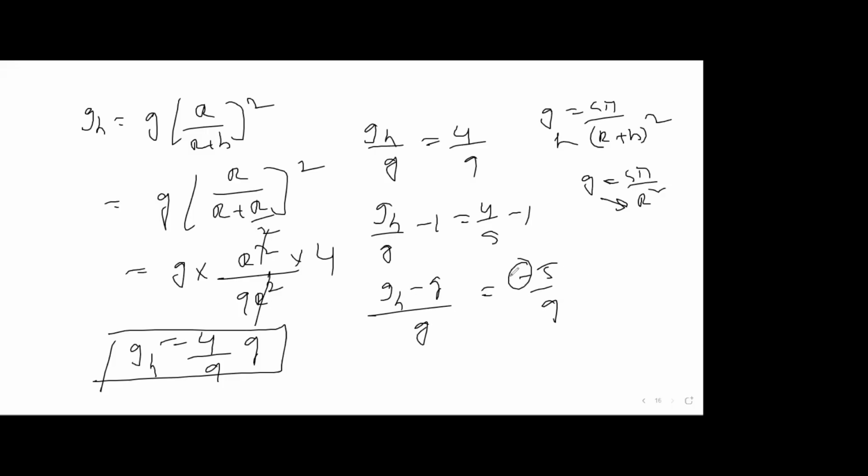Minus indicates the value of g is decreasing. This is the change in the value of g by the original value. If I multiply by 100, it gives the percentage change, which is a decrease: 5 by 9 into 100. That is the answer. This is called percentage change. This is the value of g with height compared to the value of g on the surface. At a depth also you can find it out.